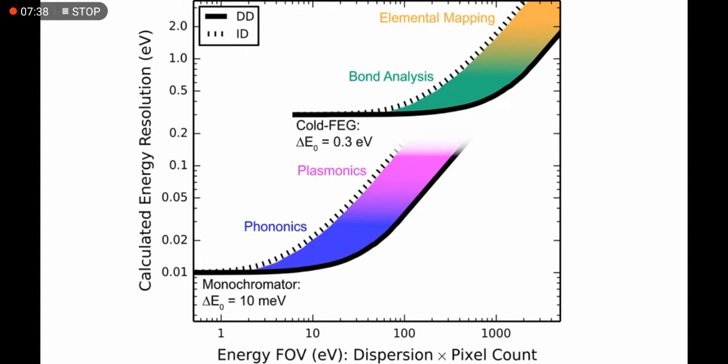Now we'll talk about calculated energy resolution in electron volts. Calculated energy resolution is plotted against energy FOV for both sensors for two different electron sources. The required energy resolution for various EELS applications is identified. The shaded region, which you can see in the figure, represents the combined energy resolution and FOV which is accessible with the DD sensor but not the ID sensor.